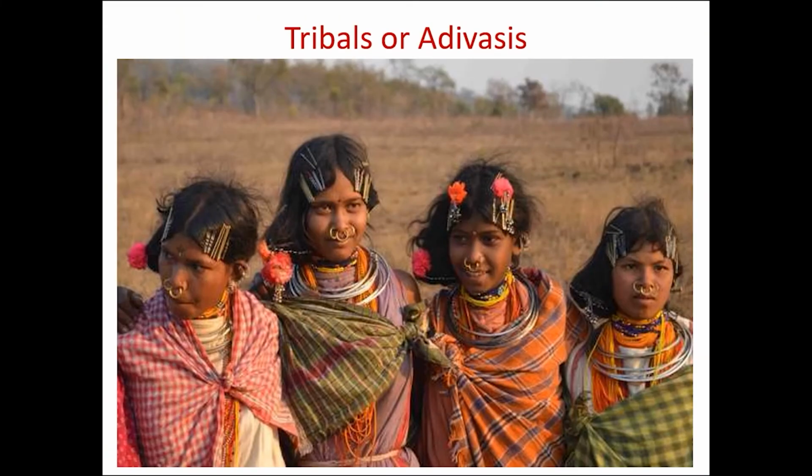We know that some people live in the forested areas. They are known as tribals or Adivasis. They also take care of the forest. And these people eat wild berries, fruits, and different edible parts of the plants.